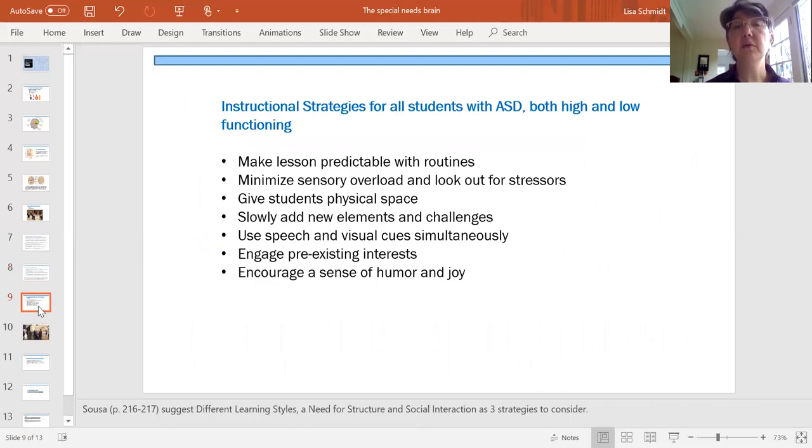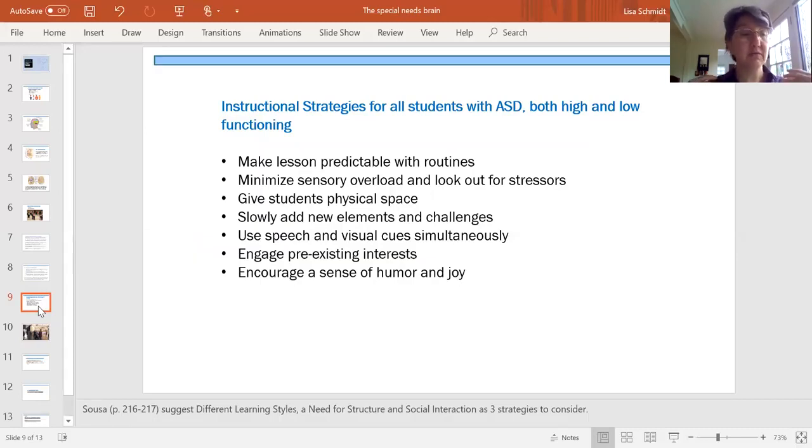these are strategies that we use for both our high and low functioning. One, we make lessons predictable and routine. We minimize sensory overload, look out for stressors. We give students physical space so that they never feel trapped or in a corner. We slowly add new elements and challenges. We use speech and visual cues simultaneously.